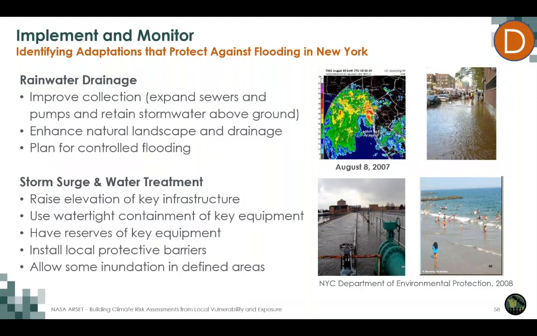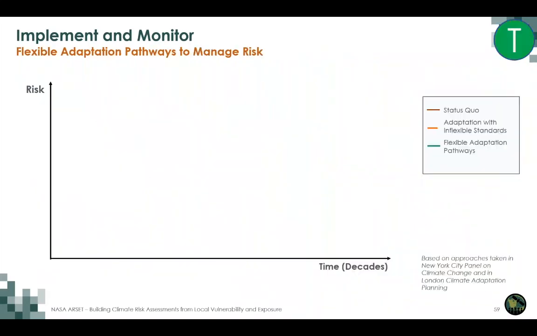So these are the types of examples of how climate information might be brought into larger sets of planning and implemented in ways that improve the resilience of a region. As we were doing this in New York with this New York City Panel on Climate Change, we recognized again the importance of flexible adaptation pathways.